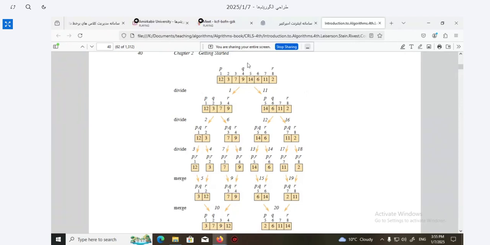So if we have 8 numbers in the array, then we divide it into 2 parts. The first part has 4 numbers, and the second part again 4 numbers. The first part is from index 1 to 4, and the second part from index 5 to 8. Okay.